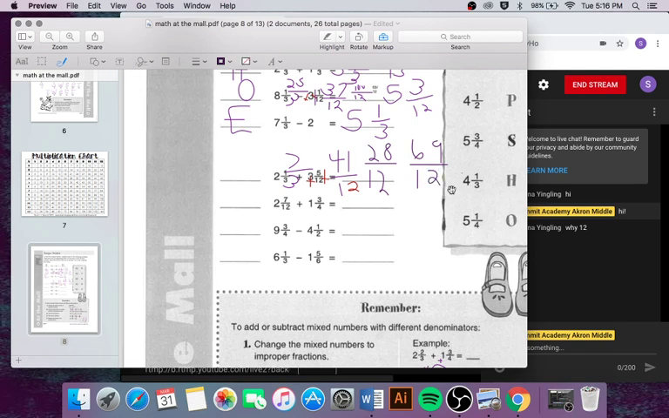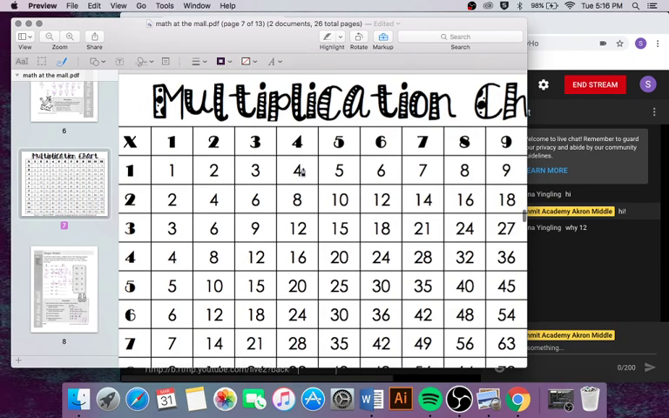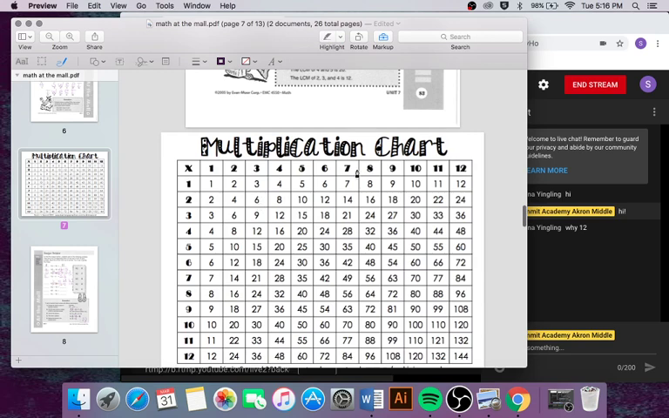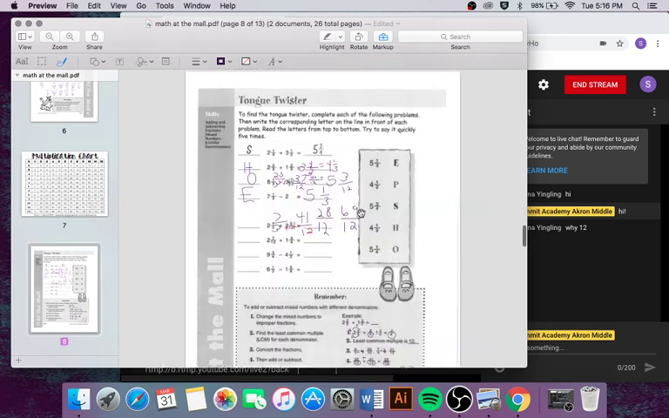Okay, now we have to figure out how many times 12 can go into 69 without going over. So if we go back to our multiplication chart, to our 12 times table, the closest we can get to 69 without going over is 60, and 12 times 5 is 60. So our whole number is going to be 5. 5 times 12 is 60, so now we have to subtract. So 69 minus 60 is 9, which is going to give us 9 over 12.